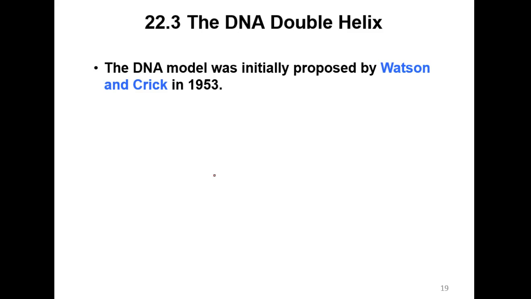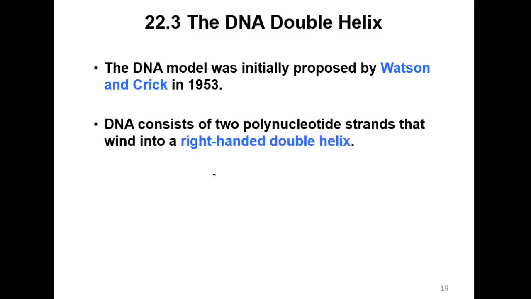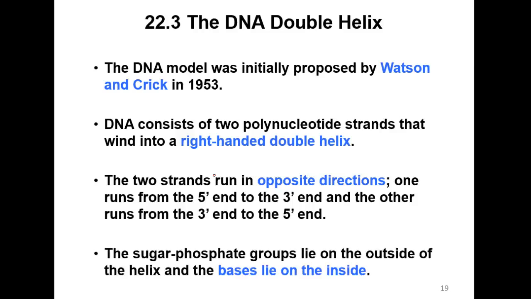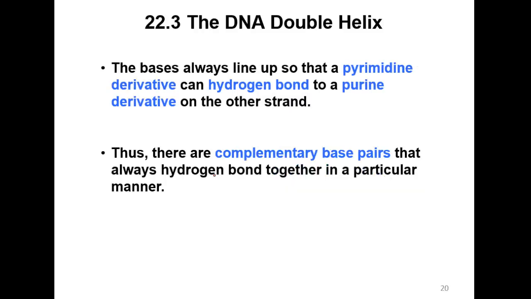All right, some history. Our DNA is actually a double helix. It's not a single strand, and it was proposed in 1953 by Watson and Crick. DNA consists of 2 polynucleotide strands wound up in a right-handed double helix. The 2 strands run in opposite directions, so one runs from the 5 end to the 3 end, and the other from the 3 to the 5. The sugar phosphate groups lie on the outside of the helix, and the bases lie on the inside.